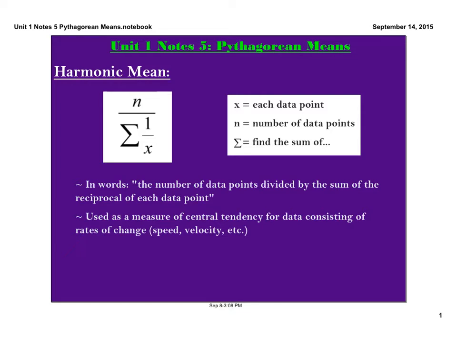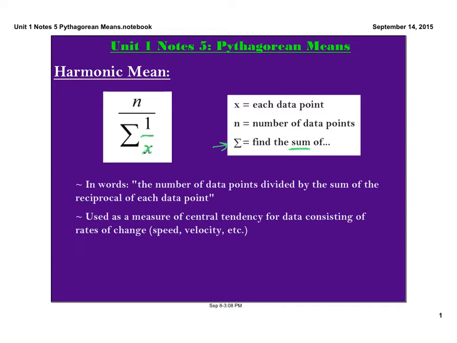The harmonic mean is when you take n, which is the number of data points, and divide it by the sum of the reciprocal of each data point. Okay, so that capital sigma, we talked about capital sigma back when we were calculating the actual mean. This guy right here, that tells you that you're finding the sum or you're adding. This 1 over x is just each data point, okay? So 1 divided by x is going to be the reciprocal. If you remember that word reciprocal is when you flip a fraction upside down, okay?